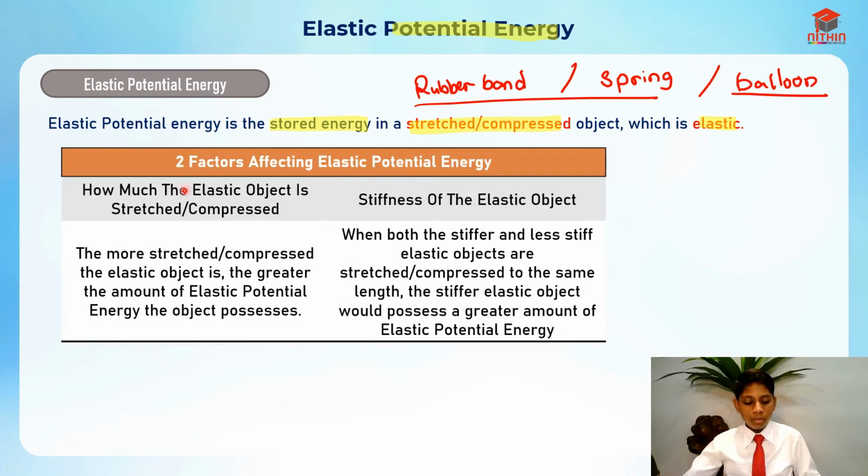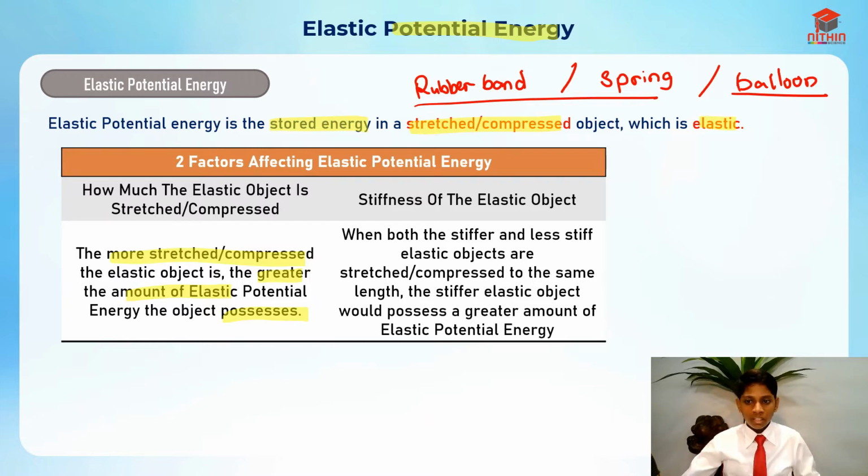So there are two factors affecting elastic potential energy. The first is how much the elastic object is stretched or compressed. The more stretched or compressed the elastic object is, the greater the amount of elastic potential energy the object possesses. This is pretty easy to understand. So when it's more stretched or more compressed, the elastic object has a greater amount of EPE. And possesses, again, keyword.